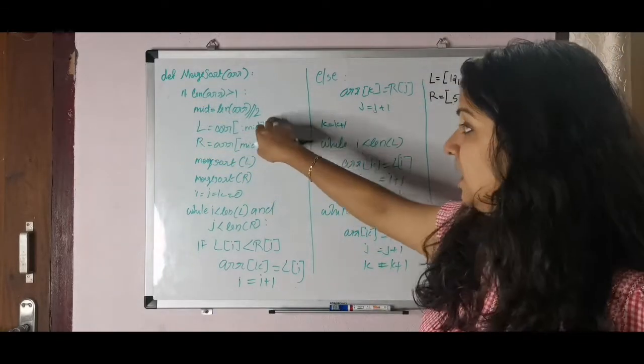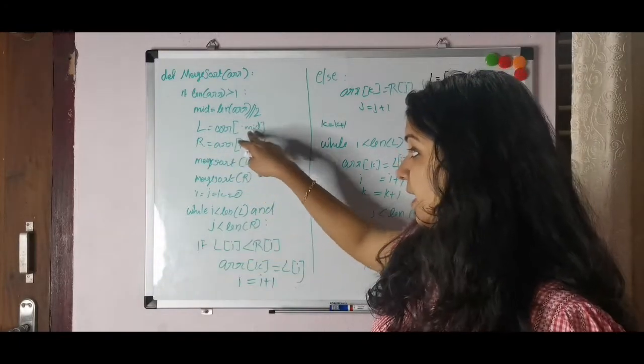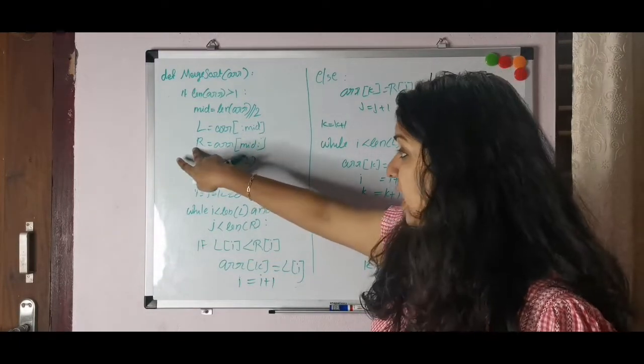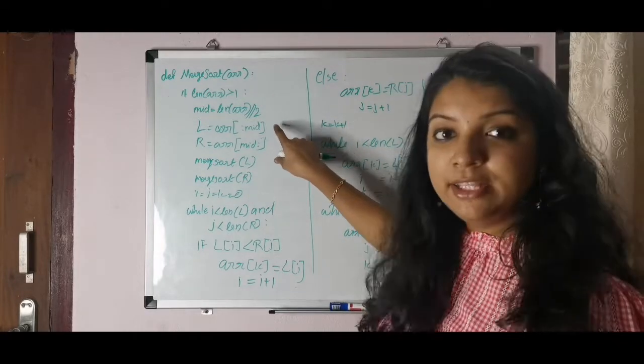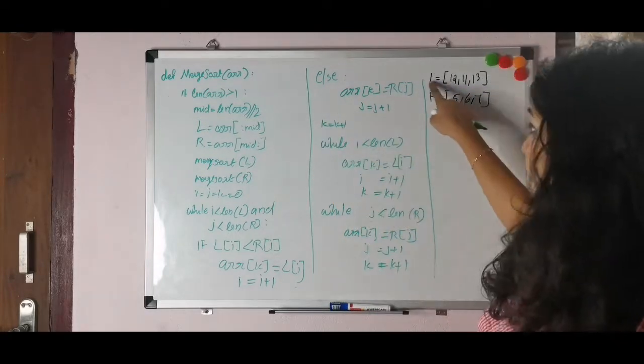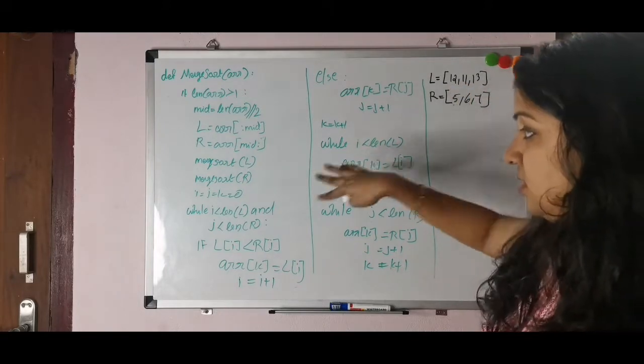So after finding the mid, we divide the array into two parts: L equals array from start until mid, and R equals array from mid until the end. So the whole array is divided into 12, 11, 13 and 5, 6, 7. So this is the one.